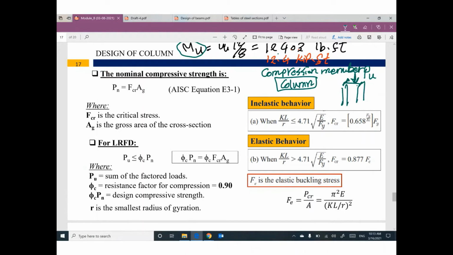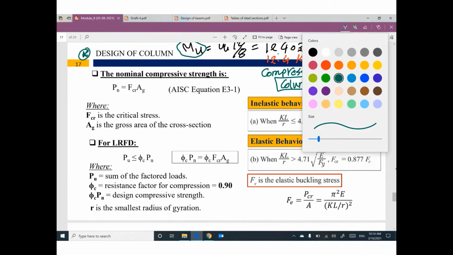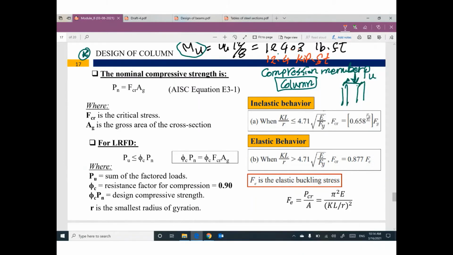So the column can be called a compression member. Compression member, the same sequence that we covered before. Exactly. But in your mind, the design of a compression member that we covered before in truss will be the same as the design of a column. The nominal compressive strength Pn equals F critical, Fcr, times area gross. If you would like to get the design compressive strength, you need to multiply Pn by phi.